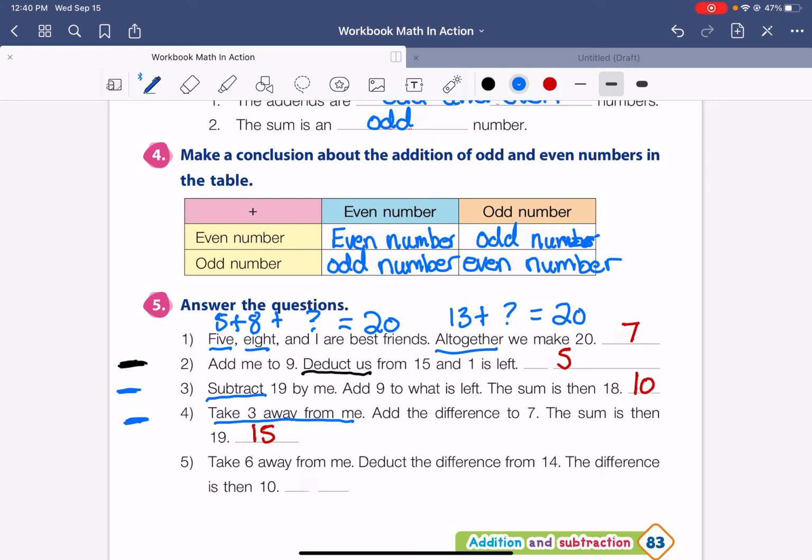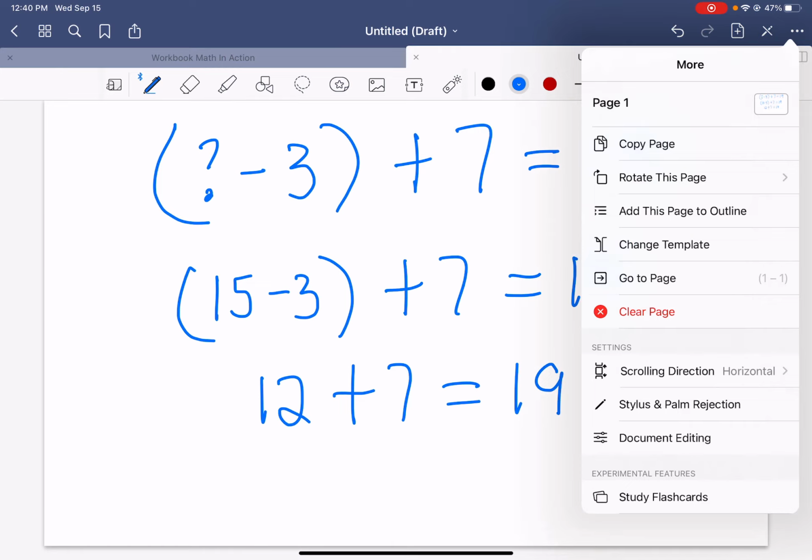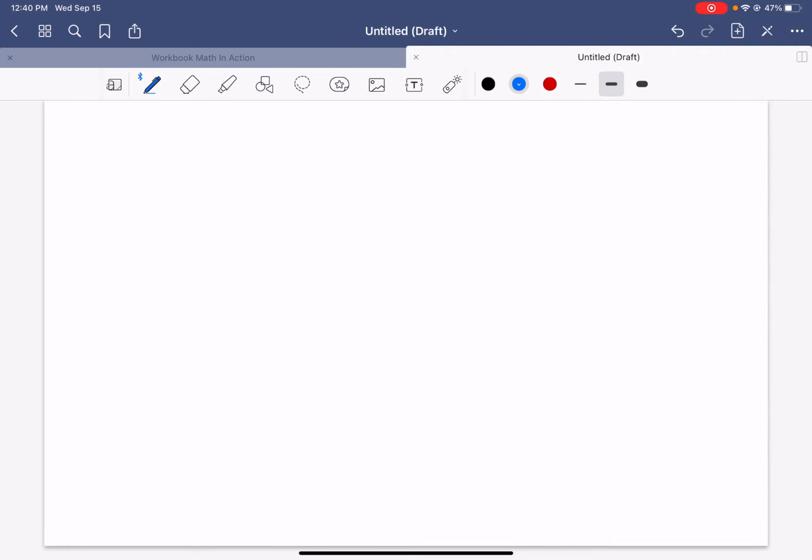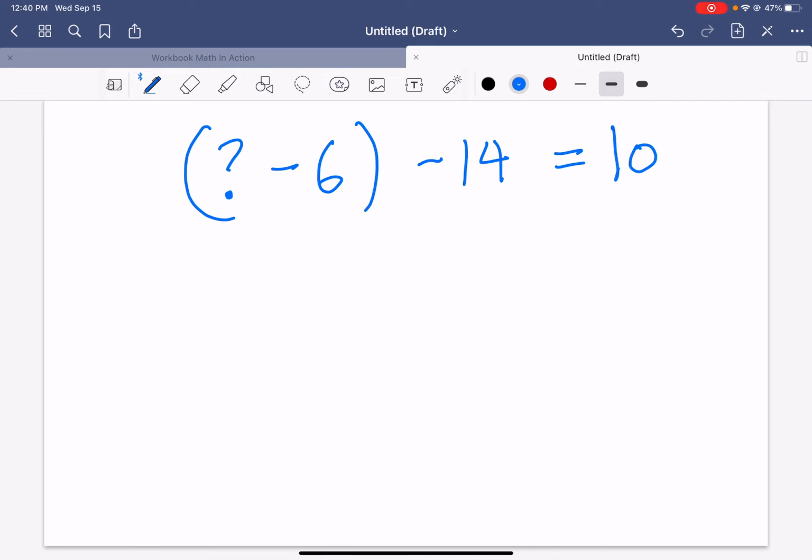All right, again, take 6 away from me. Again, minus. Deduct the difference from 14, minus again. The difference is then 10. Okay, so let's clear this again. It says take 6 away from me, question mark. Take 6 away from me. Deduct the difference from 14. The difference is then 10.